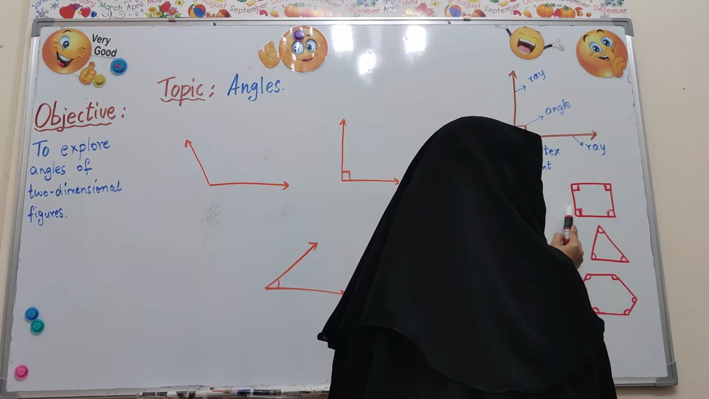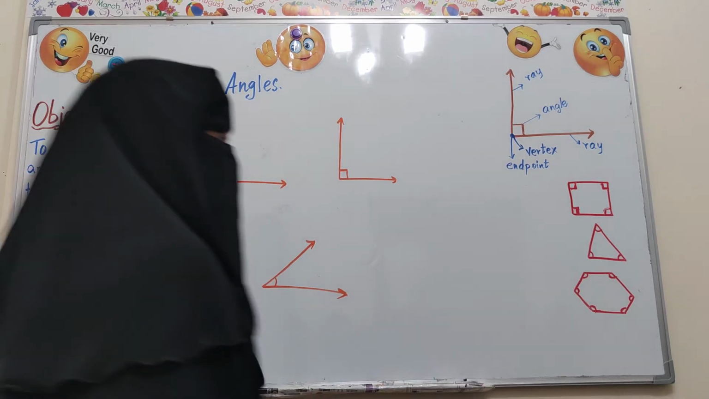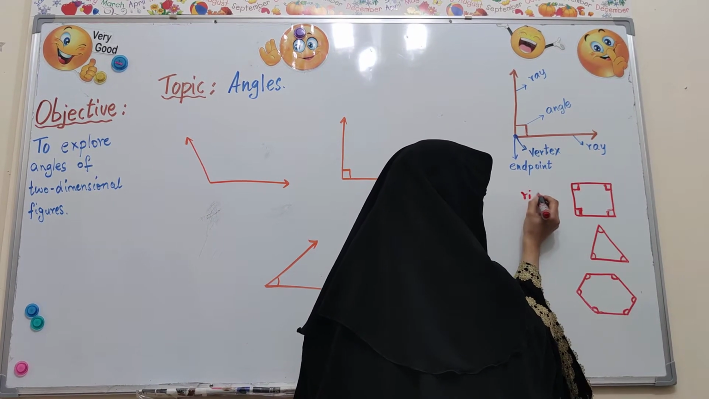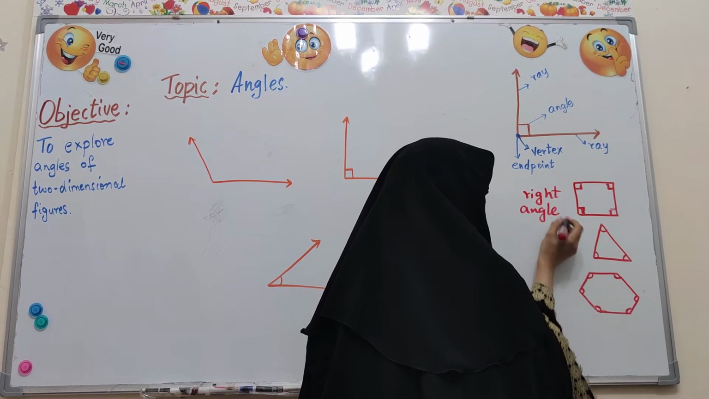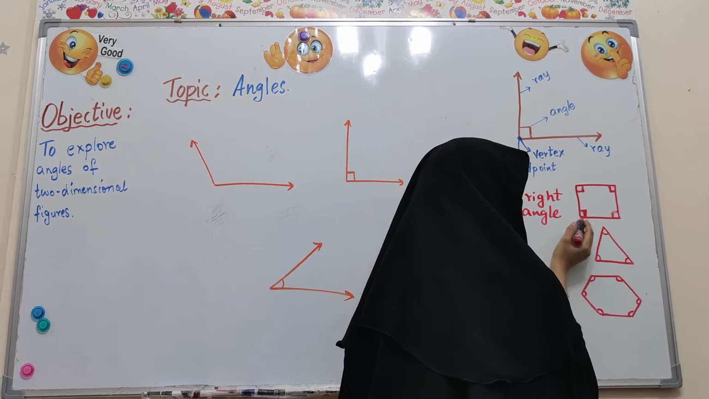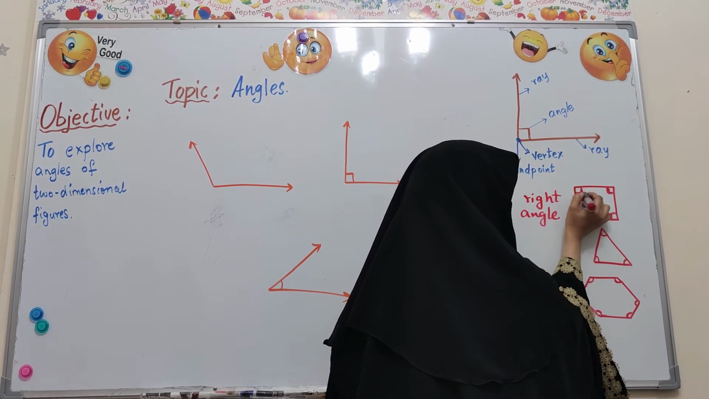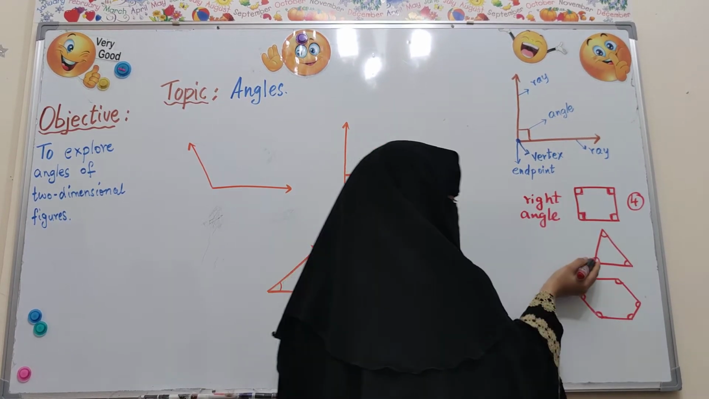Now let's look at the square. In our square, I have a right angle. This square corner shows that it is a right angle. So how many right angles do you have in a square? This is 1, 2, 3, 4. So how many right angles? 4.